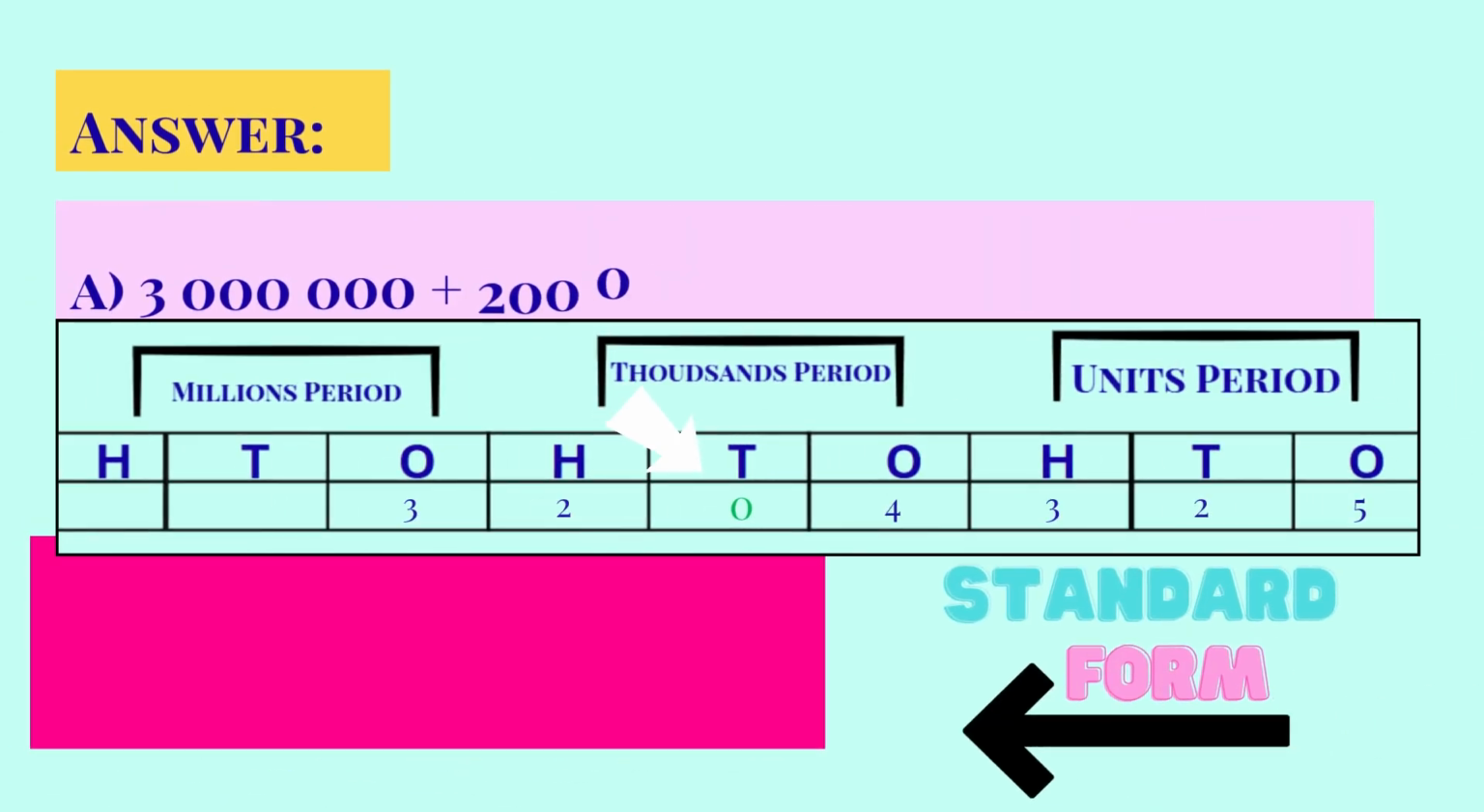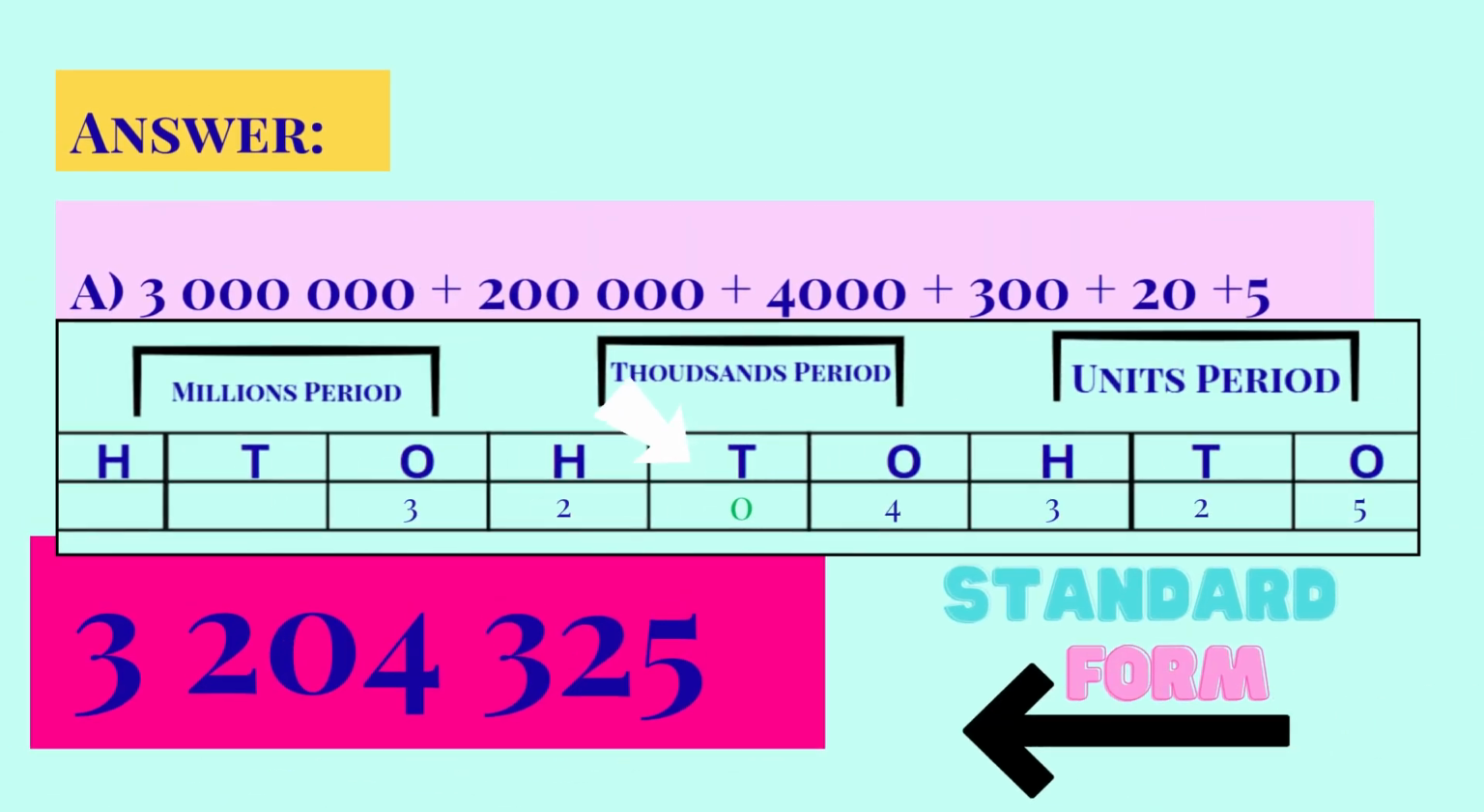The standard form is 3,204,325. Notice something important here. There's a 0 in the 10,000s place. This is crucial because we don't have any 10,000s in our expanded form. We jump from hundreds of thousands directly to thousands. The 0 holds that place and shows us that there are no 10,000s in this number. Without that 0, our number would be completely different.